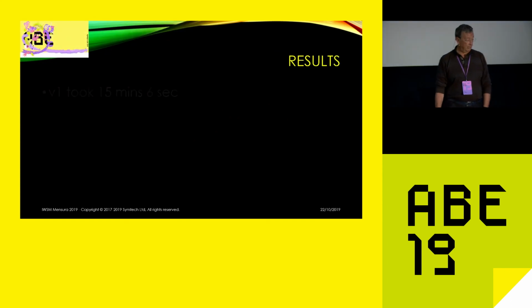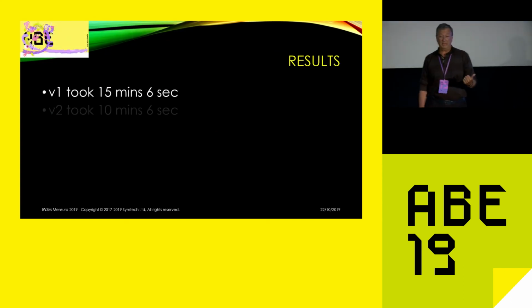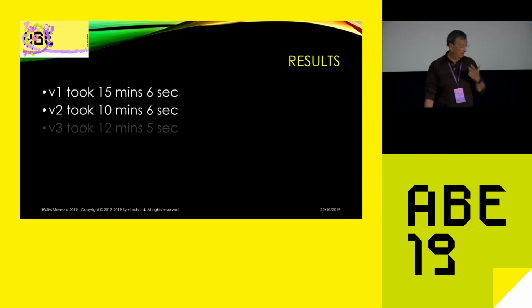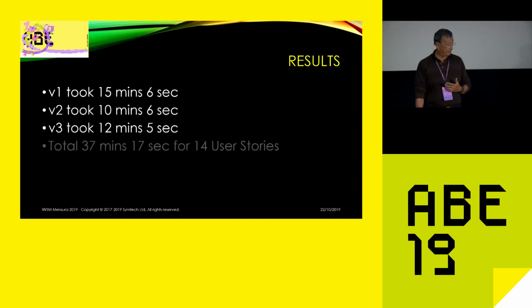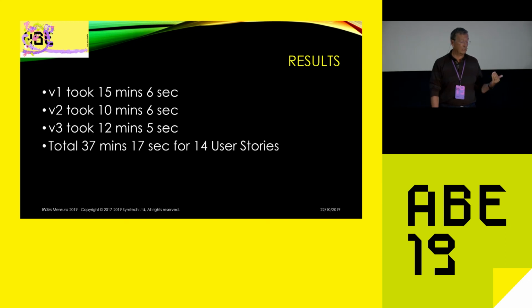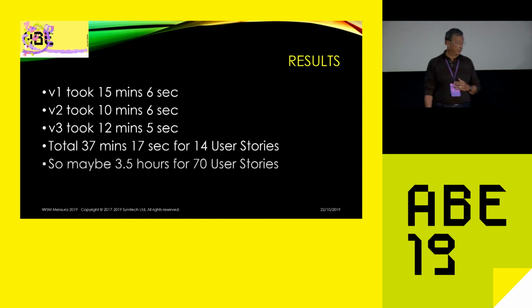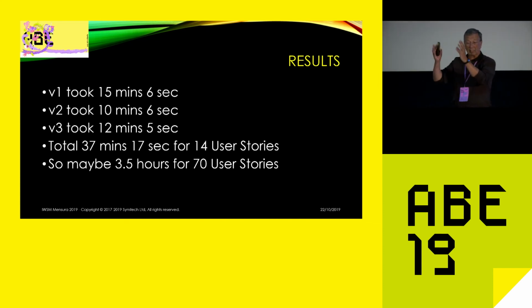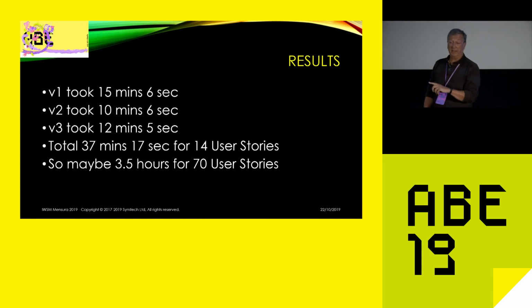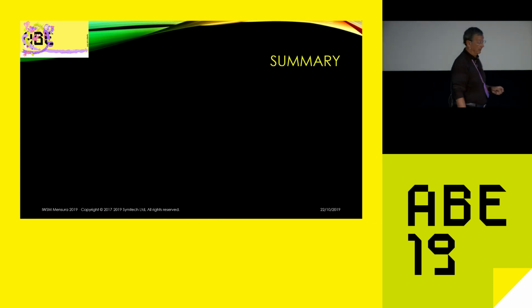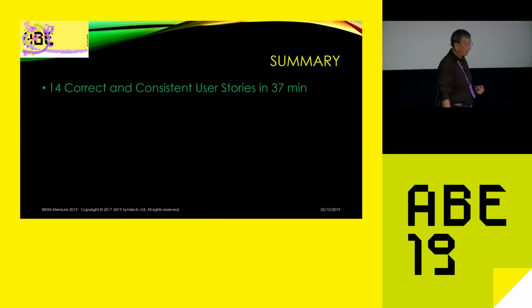Well, the result is simple. It took 15 minutes for the first one, 10 for the next, 12 for the next, and out of that, I've got 37 minutes to get 14 user stories. So maybe it's going to take another 3.5 hours to look at the rest of the 70, but I might find that actually all that stuff is filled in, or it may uncover a whole load of defects which I don't know about. So to summarize, I had 14 correct, consistent user stories, and it only took me 37 minutes.